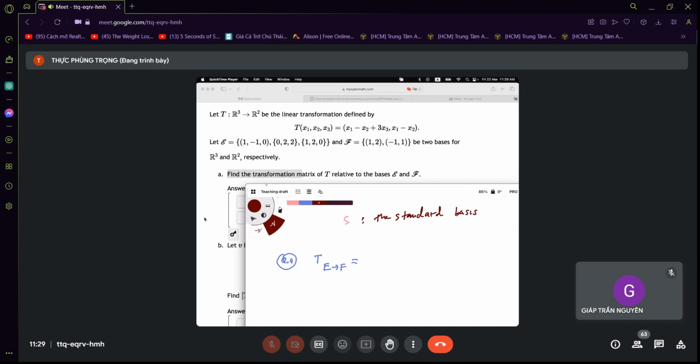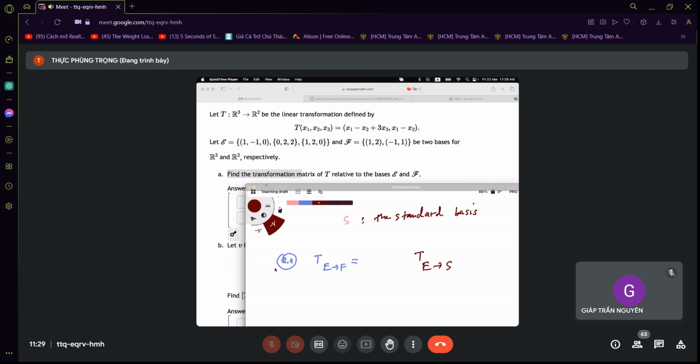Yeah. When I write S, I mean the standard basis. So you can find the answer right here by looking at the standard basis because, always simple in that way. So I can go from E to S. All right.